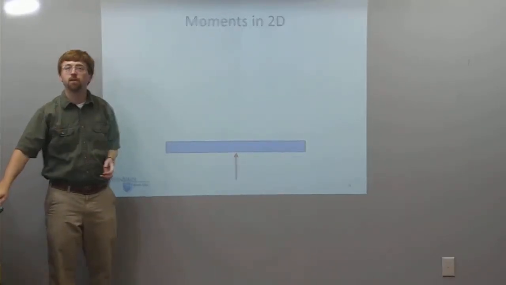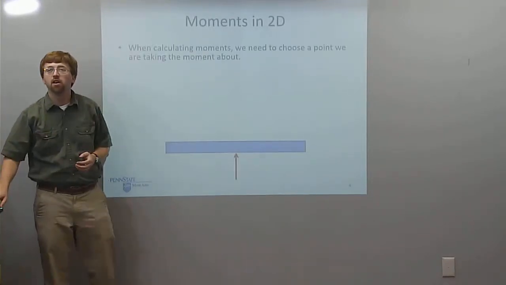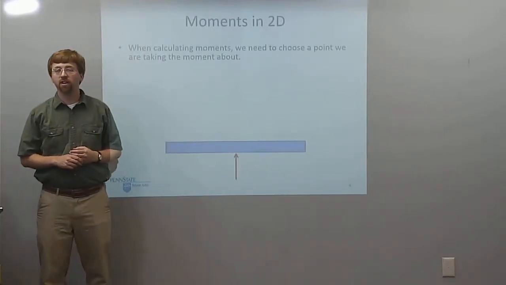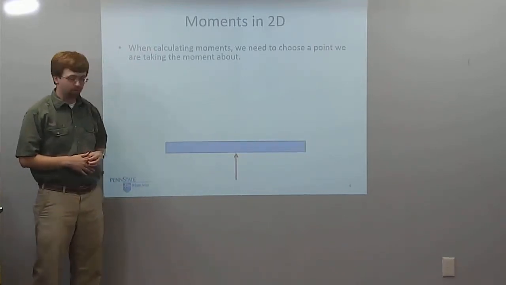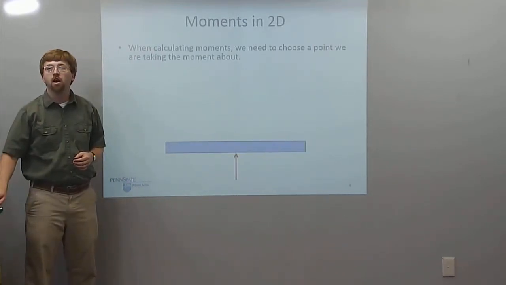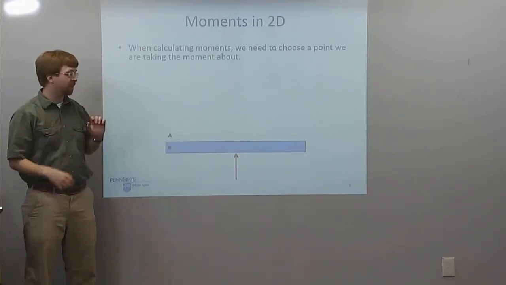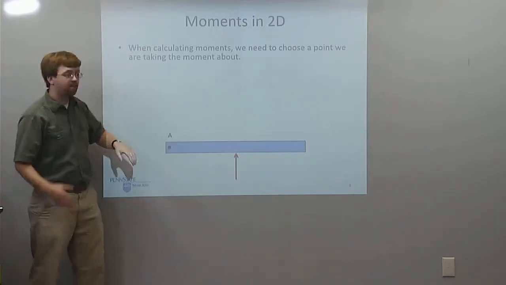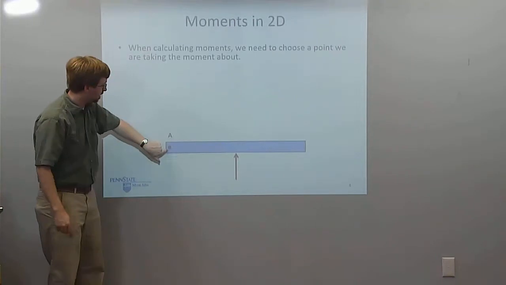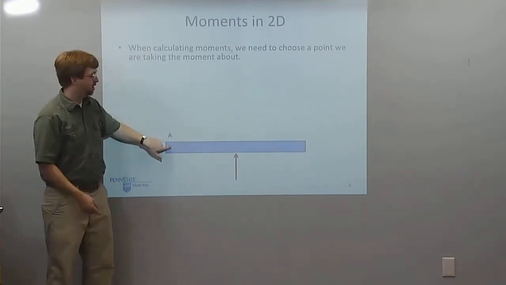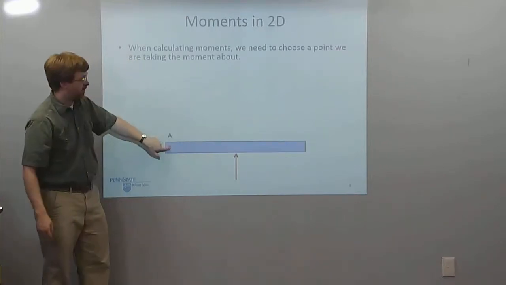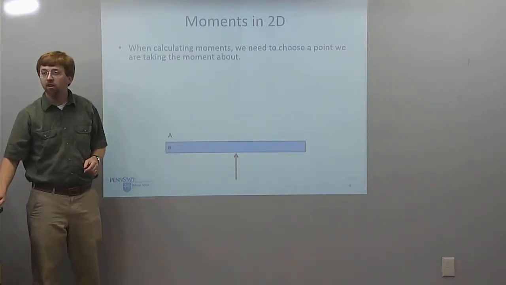So in 2D, we're going to talk about this first. We need to choose a point that we're taking the moment about. Imagine we've got this body here and we're exerting a force on the center. We need to choose a point, let's say point A. Maybe this is like a door. We're looking down on the top of a door and we've got a hinge here. We want to know the moment that this force exerts about the hinge of the door at A.